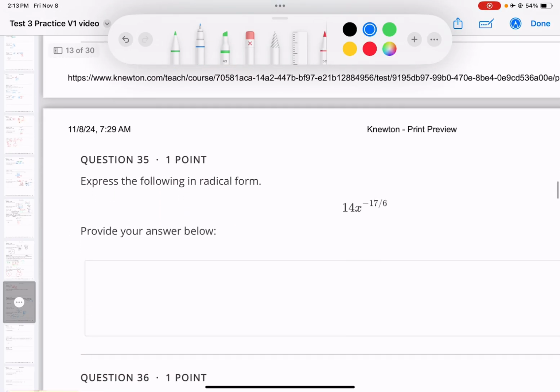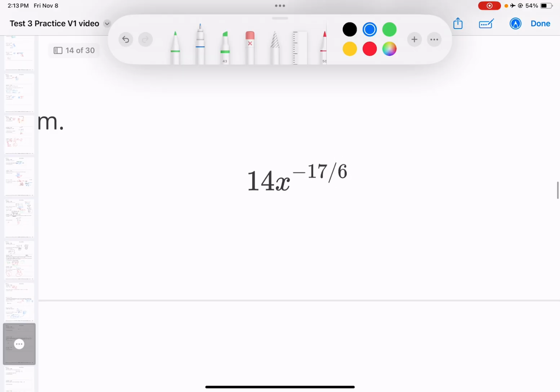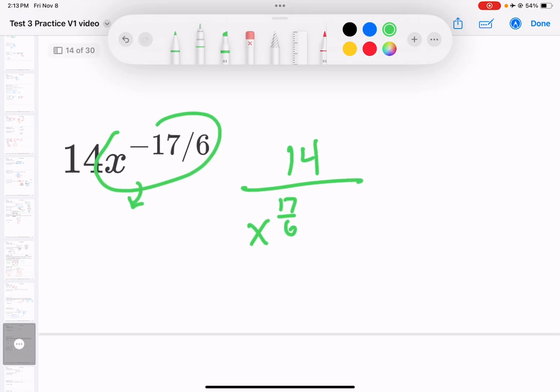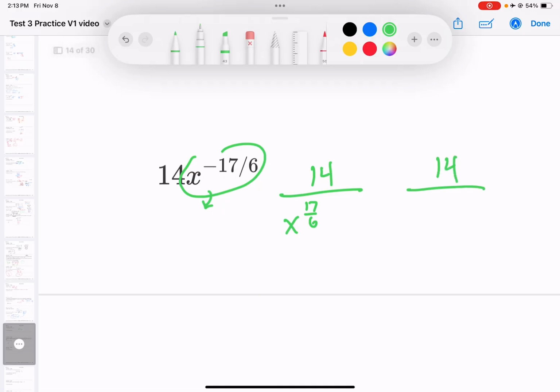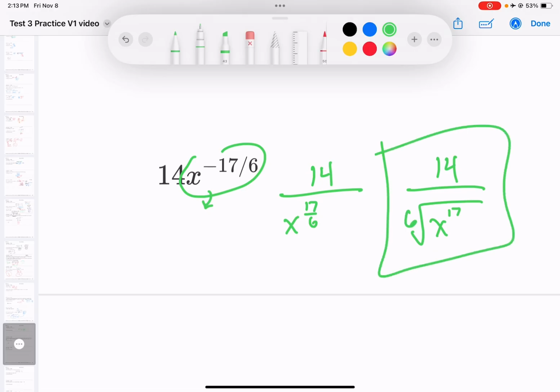Okay, I want to write this in radical form. So I need to take this and move it down because I need to make it positive. So I got 14 over x to the 17/6. So I got 14 over, and then x to the 17th, and then we got a radical of 6. My index is 6, so 6th root.